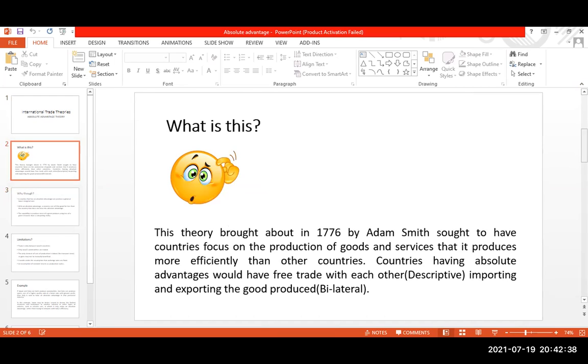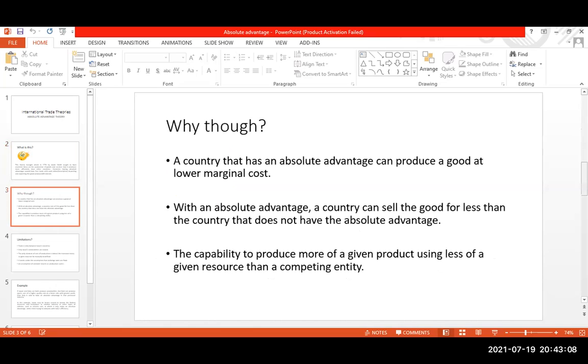This theory was brought about in 1776 by Adam Smith and sought to have countries focus on the production of goods and services that it produces more efficiently than other countries. Countries having absolute advantages would have free trade with each other, importing and exporting the goods produced bilaterally. Why though? A country that has an absolute advantage can produce a good at lower marginal cost. With an absolute advantage, a country can sell the goods for less than the country that does not have the absolute advantage. It is the capability to produce more of a given product using less of the given resources than competitors.